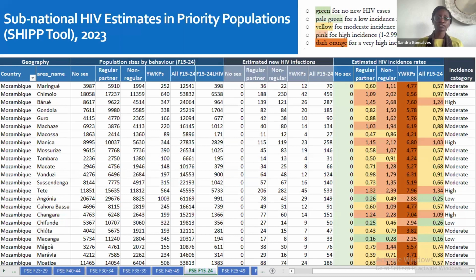So this is an excerpt from the tool, and I won't go into details because Clemens spoke about it, but basically the last column to your right is showing the incidence categories with the color coding, where the dark orange is for very high incidence and the pink is for high incidence. And so when we look at the behavioral groups, we see that the high incidence is in the female sex workers, which are the key population, and those that are in the non-regular population behavioral group.